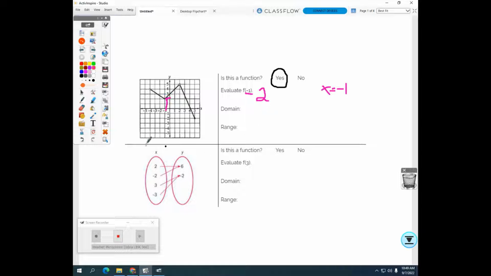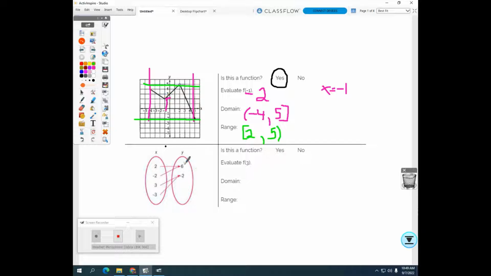Domain. So my graph starts here and it ends here. Please note that this was an open circle. So I'm going to use a parenthesis, and it started at -4 and it goes to 5. And because 5 is a closed circle, I'm going to use a bracket. Now I'm going to look at the range. So I'm going to go from the floor, the lowest, which is 2, and it's going to go all the way to a height of 5, but 5 is not included because it is an open circle.